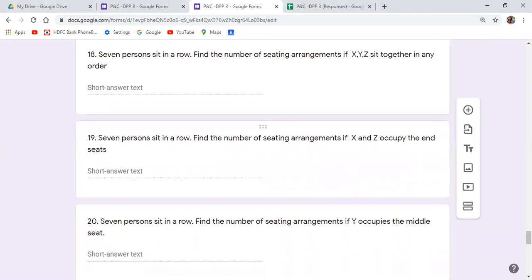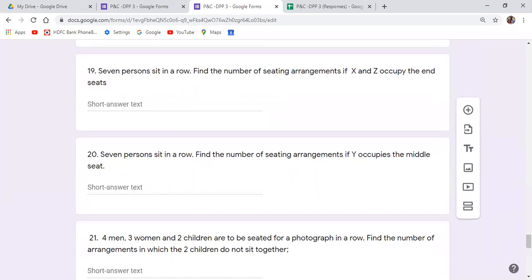Answers marked, no? Yes, sir. Find the number of arrangements in which X and Y occupy the end seats. Is it that written? 2 factorial into 5 factorial.